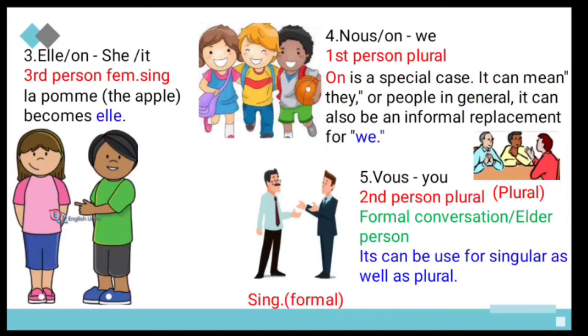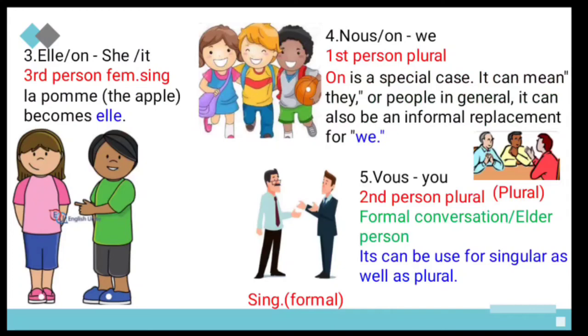And next, the fourth one, nous or on, we. It means what? We only. This is the plural subject. It is the first person plural. On, it's a special case. It can mean they, or people in general. It can also be an informal replacement of we. So for the formal replacement, what do we use? Nous. For the informal, we can use on only.